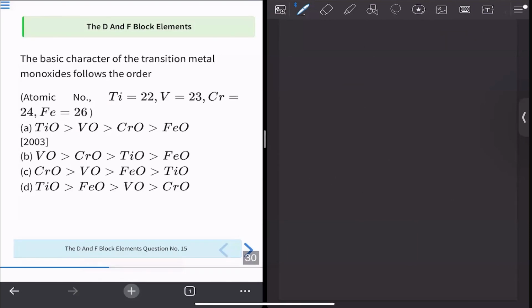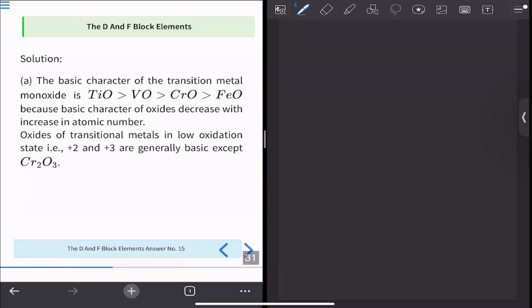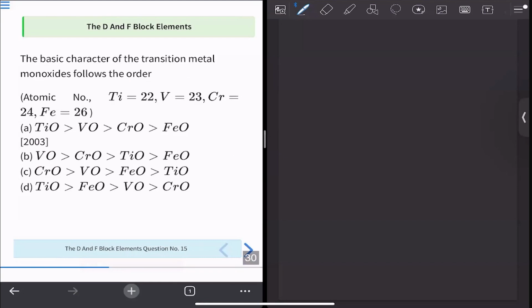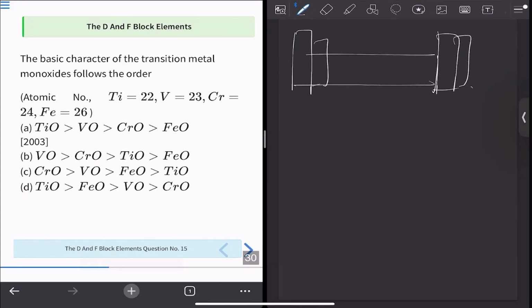So next is question number 15. The basic character of the transition metal monoxides follows the order. Okay. So in the periodic table, simply write the periodic table. This is the periodic table. In here, there will be the presence of metals, and here there is the presence of non-metals.